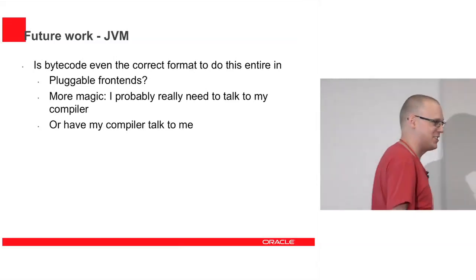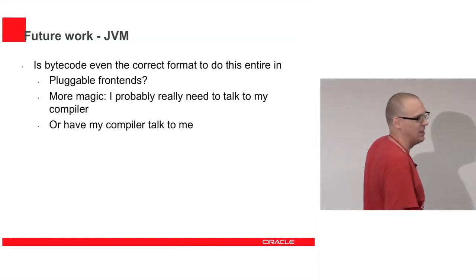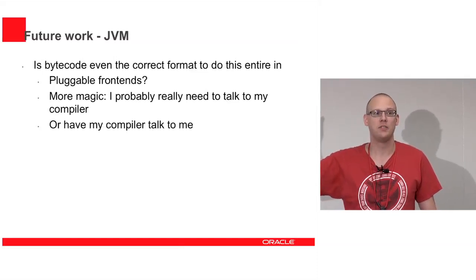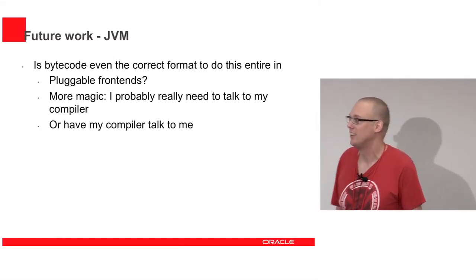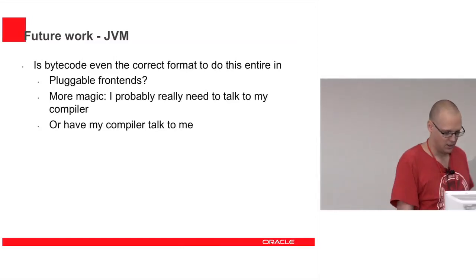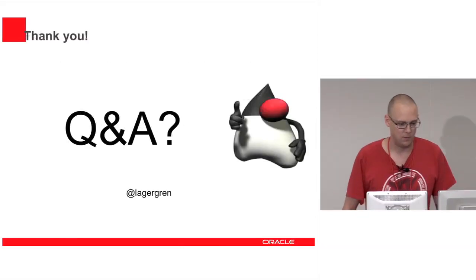The alternative is to have my compiler talk to me, basically say, I just optimized this method. Here are your types. That'd be a great callback. I could use that. So those are some explorations that might be done. I didn't really have anything else. I hope I wasn't too fast.